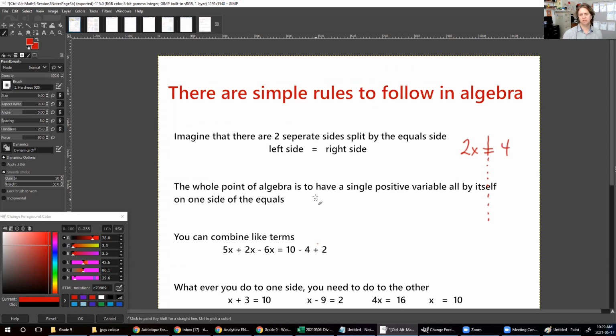The whole point in algebra is to find out what one single positive variable, like an x, is, all by itself on one side of the equals. So the whole point is to have one x on one side of the equals and everything else, probably mostly numbers, on the other side. And I'll show you that again. So the whole point is to have x is equal to whatever this is.